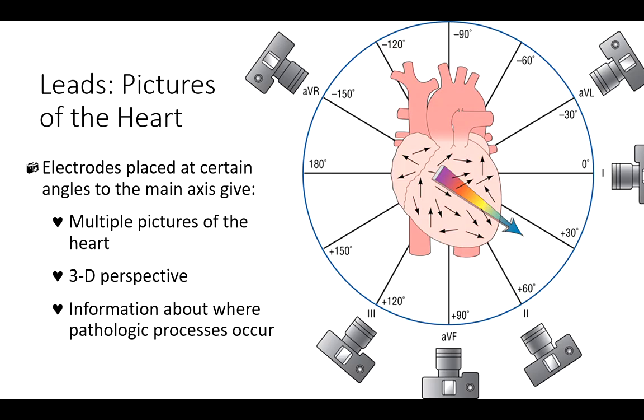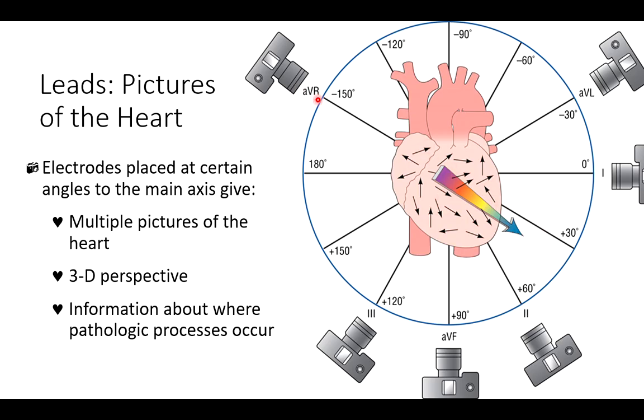So if you recall, we had these limb leads, lead 1, lead 2, lead 3, AVR, AVL, AVF. And leads are essentially like cameras taking pictures of the heart. Various leads are placed in different positions, essentially taking the same picture from different angles. And so it gives us a three-dimensional perspective. And because of that three-dimensional perspective, we can now better understand the electrical axis of the heart.